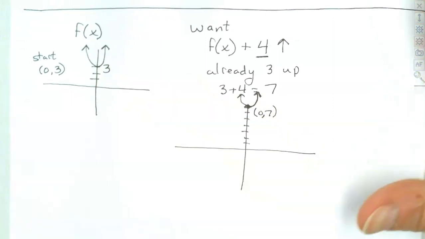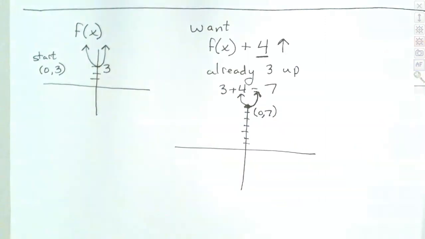So what did that 4 do? That 4 moved the original graph, that was 3, moved it up 4 more and made it actually move up 7. So it shifted the entire graph up 4 units.